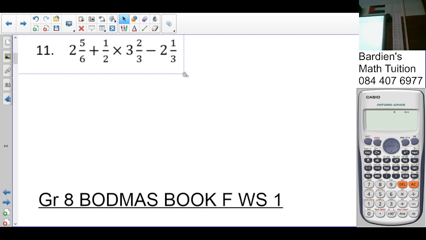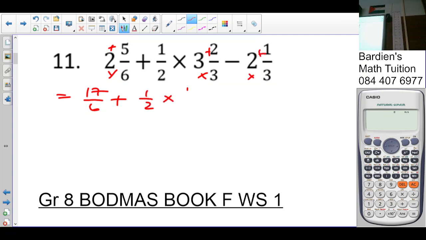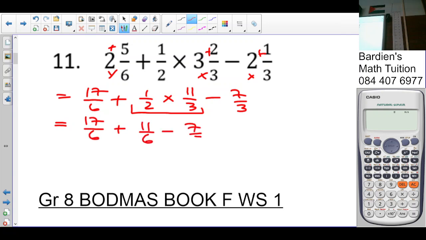So what needs to be done first then? Improper fractions. So we're going to get 12, 17, plus improper there. So it will be 1 over 2 times 11 over 3 minus 7 over 3. So multiplication needs to be done first. Is there anything I can simplify there? No. So it's 17 over 6 plus 11 over 6 minus 7 over 3.